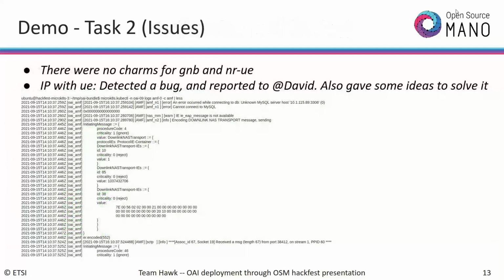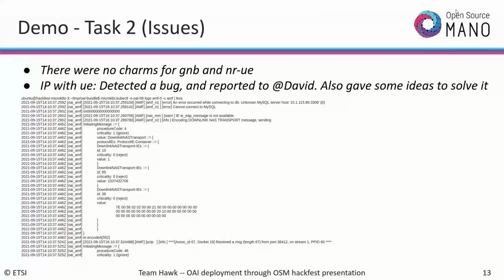And well, we had some issues. For example, as I have said, there were no charms for gNodeB and New Radio, but David was able to help all the teams with this. And having a telco with David to check the status of this task, we reported some issues about the user equipment and detected a bug related to an IP. So we helped in this task too. Well, I think that's all from myself for this task.